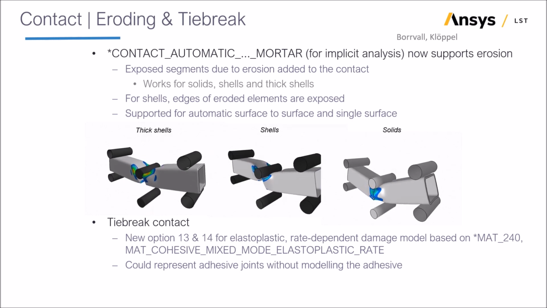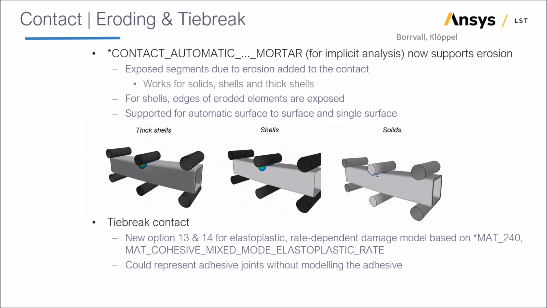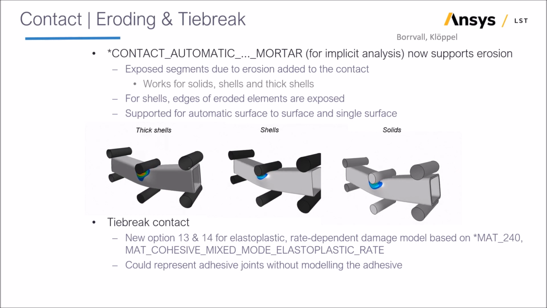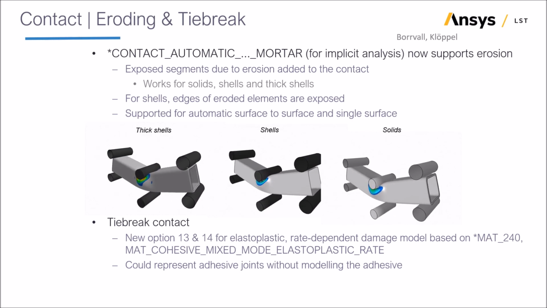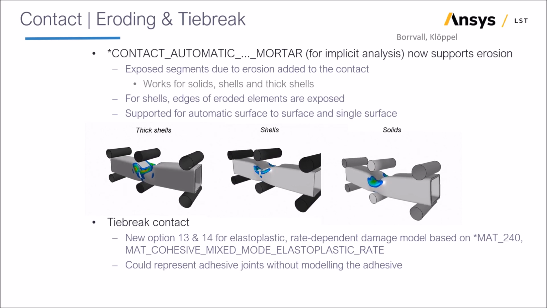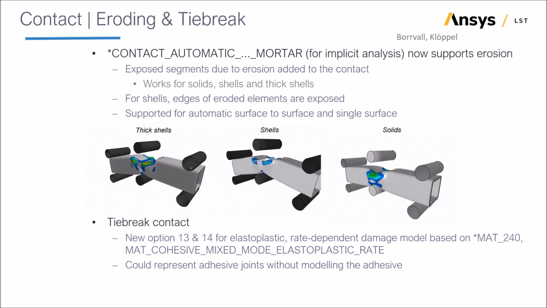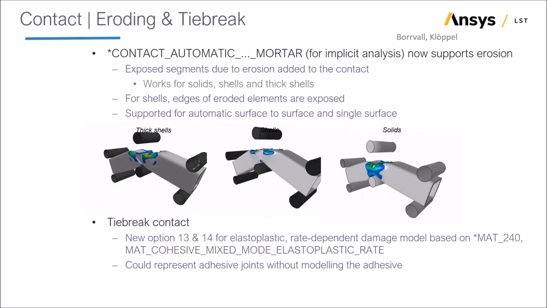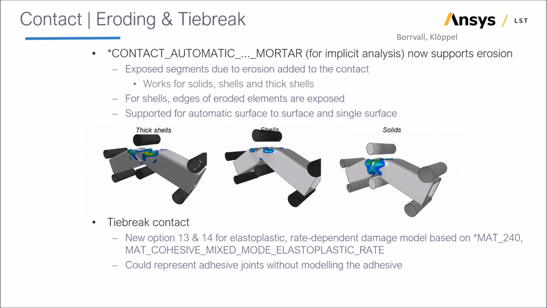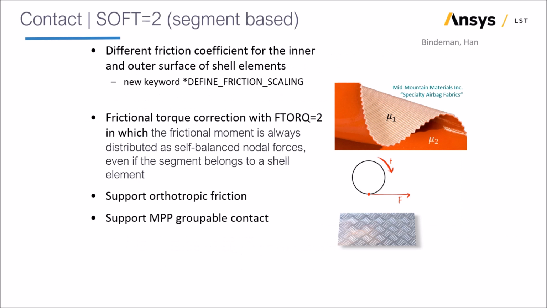Now moving on to tiebreak contact, which is sometimes used to model welded or bonded joints that can break apart. There's a new option suitable for adhesive bonding where you don't have to model the adhesive as elements. The bond characteristics are modelled within the tiebreak contact. There are a number of additional features in the SOFT=2 contact, including the ability to have different friction values on each side of a sheet material.